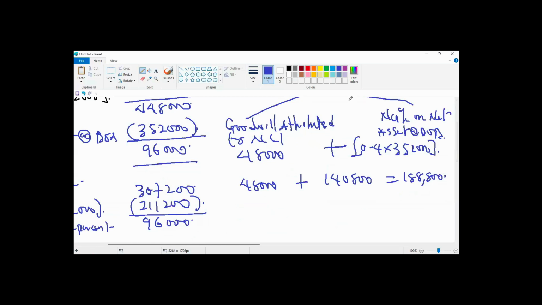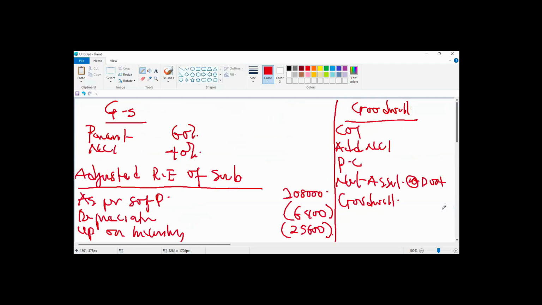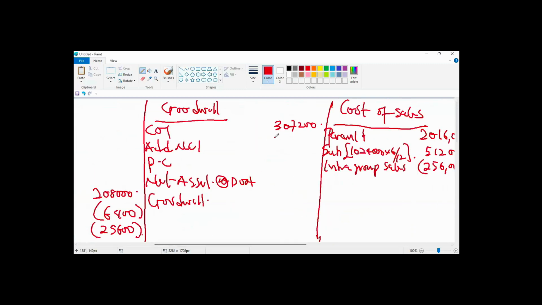I'll now go to the cost of investment, which is 307,200. 188,800 plus 307,200 will give me the purchase consideration. How much? 496,000. I will now less 352,000. It will still give me 144,000. That is it.